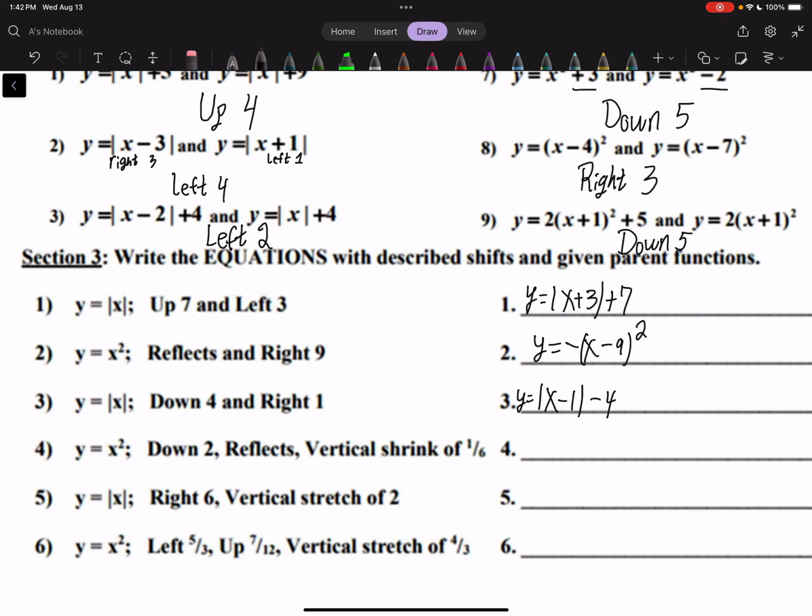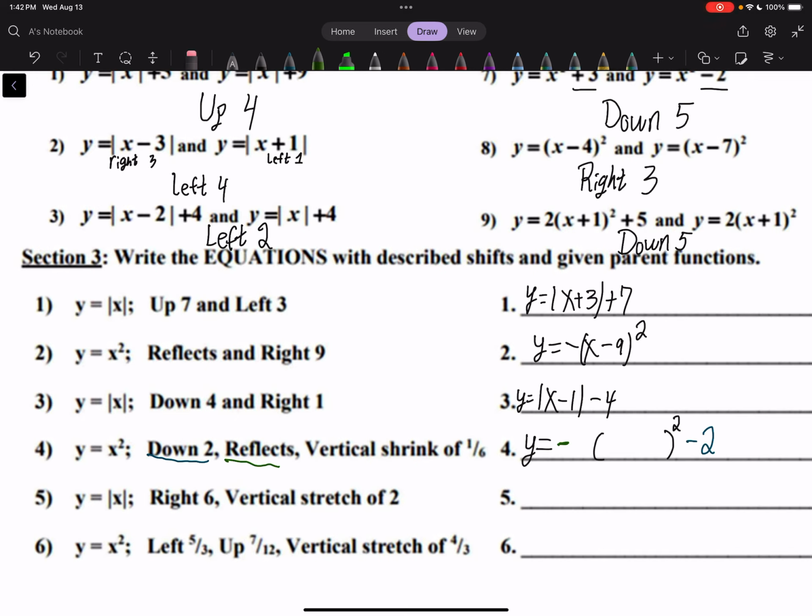All right, number 4. I'm going to write the equation to describe the shift given the parent function. So my parent function of number 4 is a quadratic. Anytime you do these problems, it is my high recommendation you put y equals, leave a space, put parentheses, leave a space, and close parentheses squared. This gives me room to write whatever it says. The first thing, down 2 units, minus 2 at the end. Then I see it is reflecting. This means reflect over the x-axis.